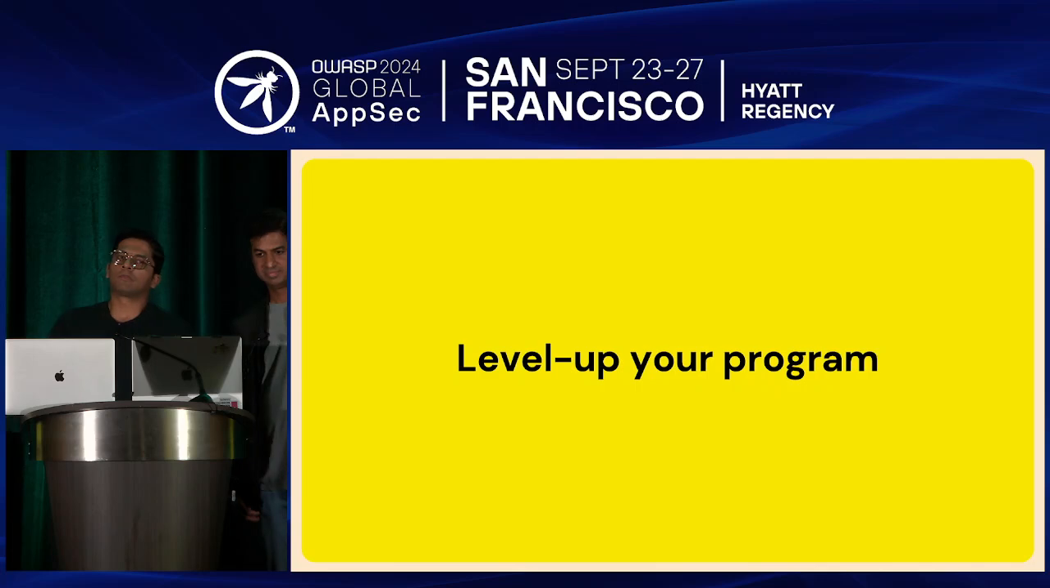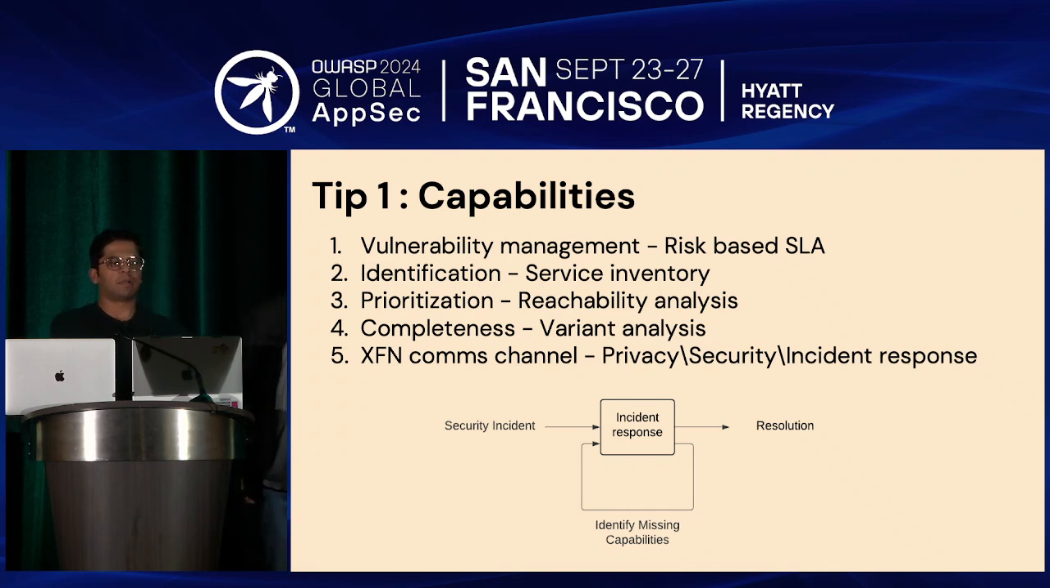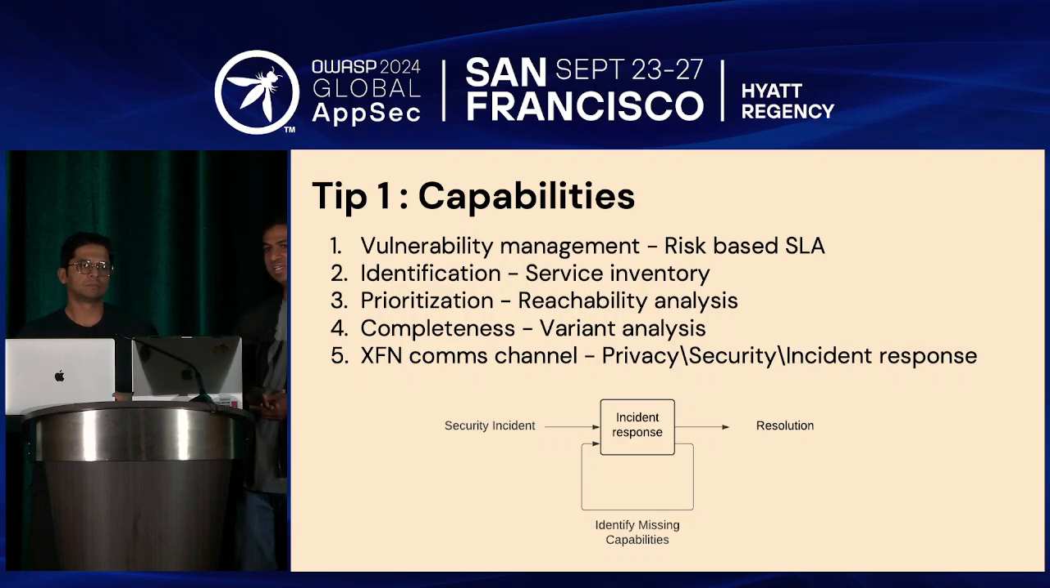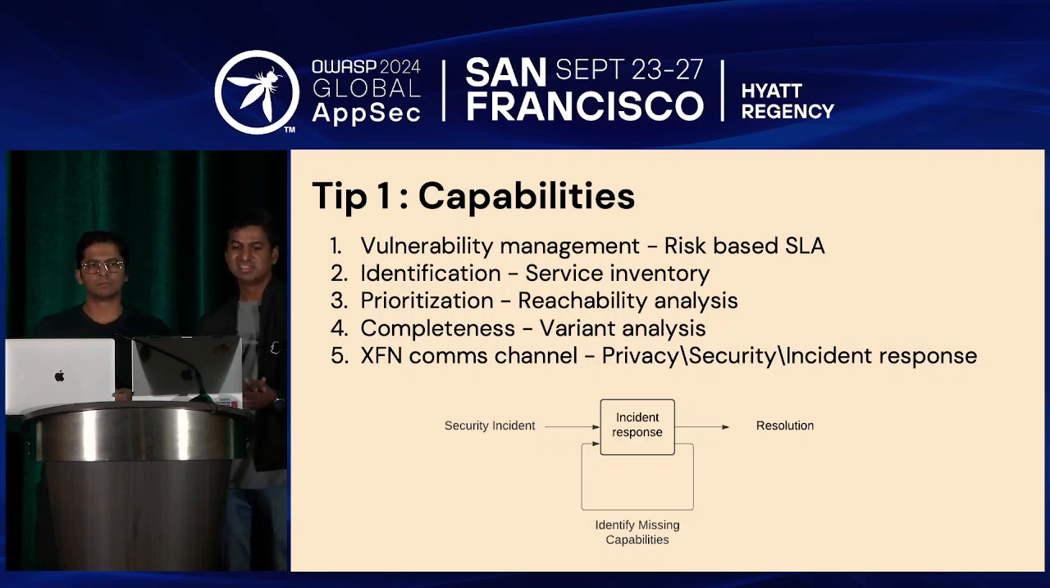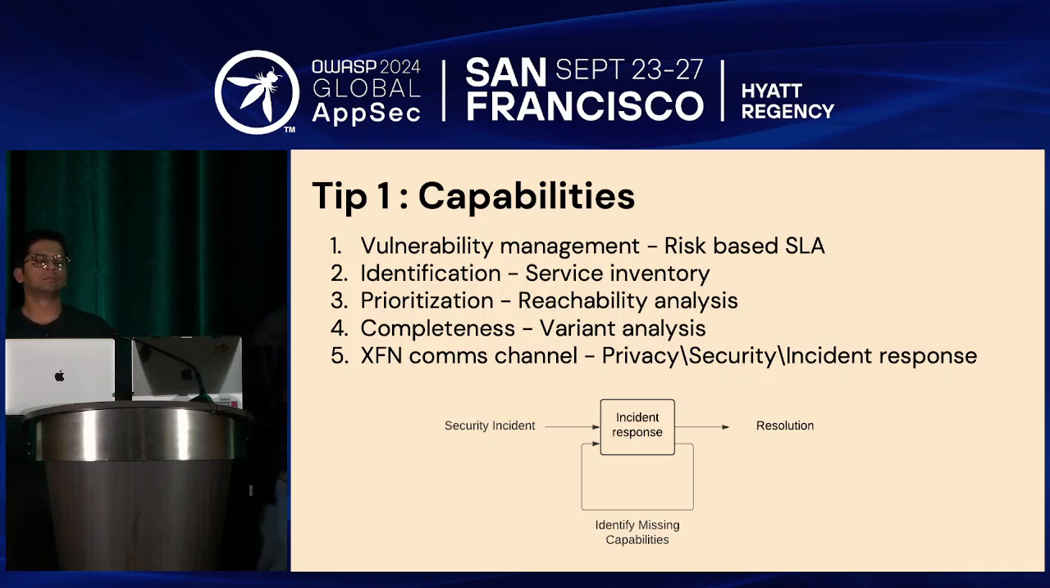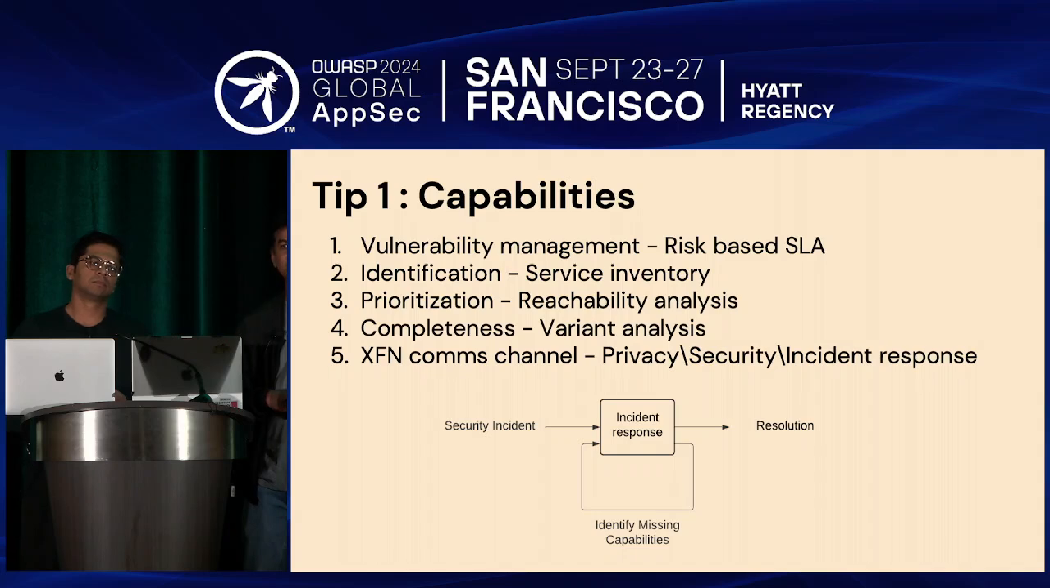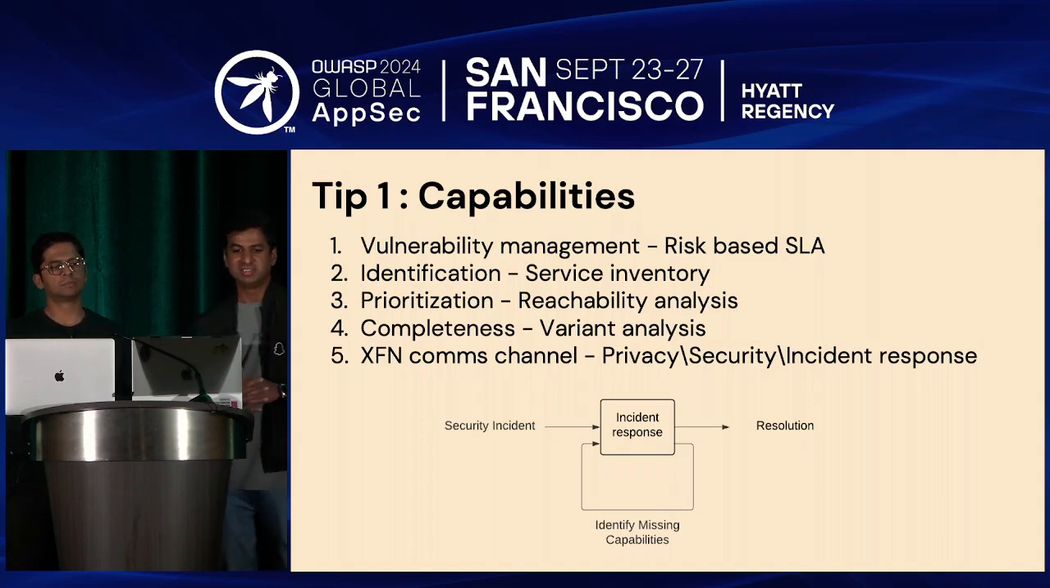Awesome. So for folks who now have a program and want to level up, here are some tips and tricks that you can take back. I'll hand it over to Murali for the first tip. So the first tip is ensure you have the right capabilities. Essentially, having a risk-based SLA for all vulnerabilities is important. This helps in prioritization and timing of fixes.